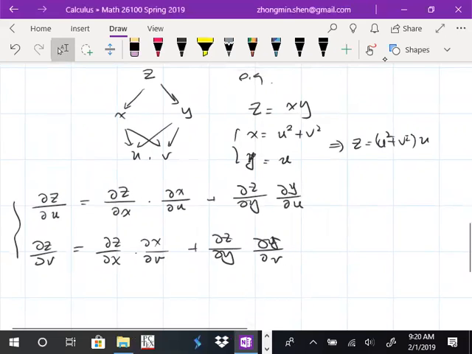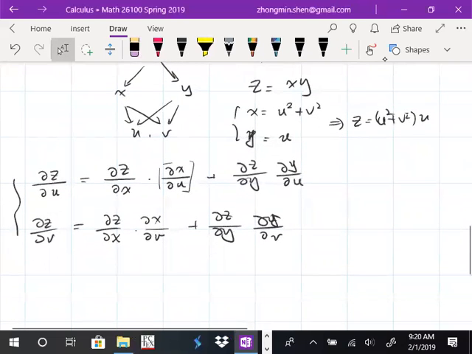Whenever you want to insert the variable, you make sure you multiply the derivative with respect to it. Like now, when you differentiate z with respect to x, you have to make sure to differentiate x with respect to u, because your original variable is u. Okay, so that's it. So let's take a look at some examples.